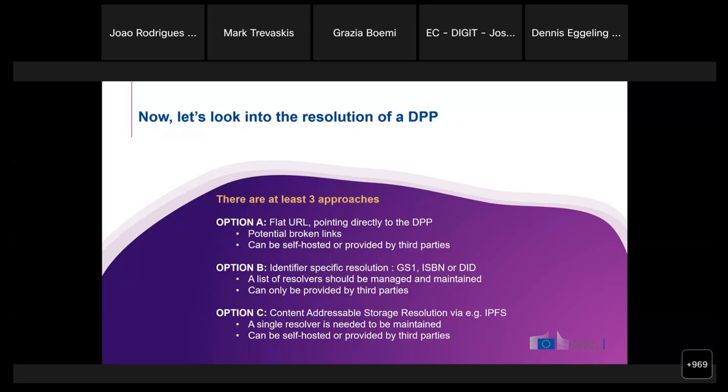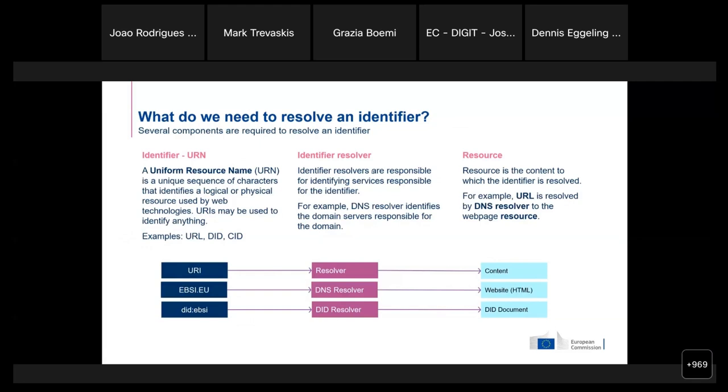Thank you. So just to summarize the 3 approaches, here we can see that we are starting from an identifier, a URN approach, that is starting from the carrier. This links us to the resolver. It can be a DNS resolver, a Git resolver, or an HTTP resolver. And this resolver enables us to identify the DPP, the online information.